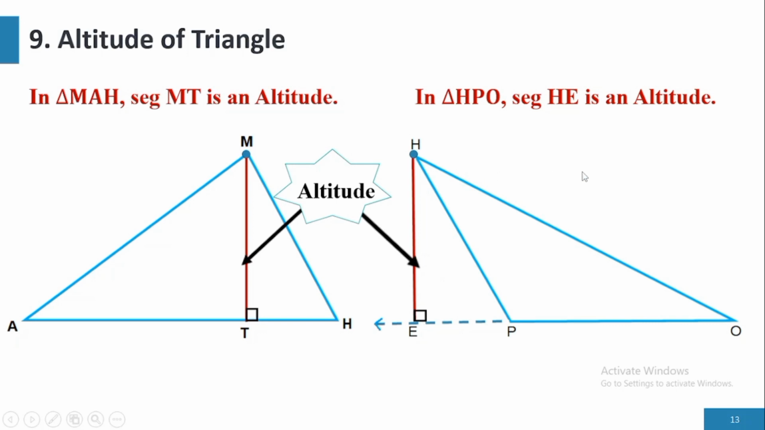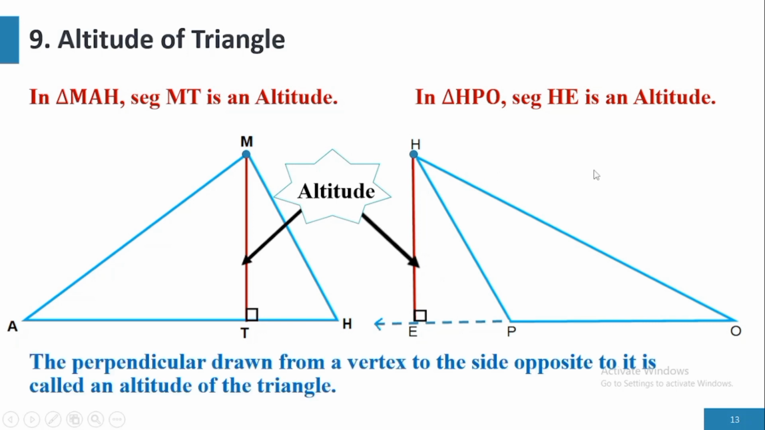I repeat the definition of altitude. The perpendicular drawn from a vertex to the side opposite to it is called as altitude of a triangle. Altitude, 90 degree. This is also called sometimes as a distance, because distance we always measure by drawing a perpendicular. So this is known as height, this is known as distance, this is known as perpendicular, this is known as altitude as well. Though these different words are coming, you need to understand it is nothing but the perpendicular, it is nothing but the altitude.